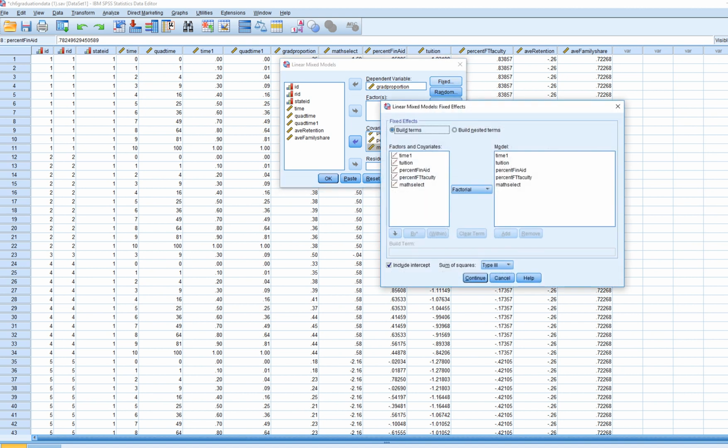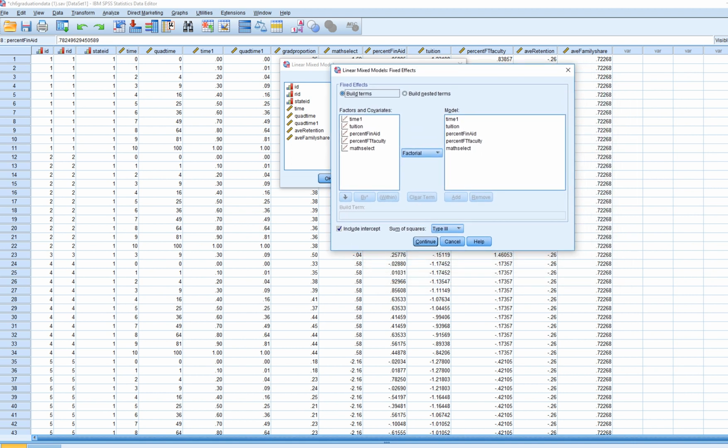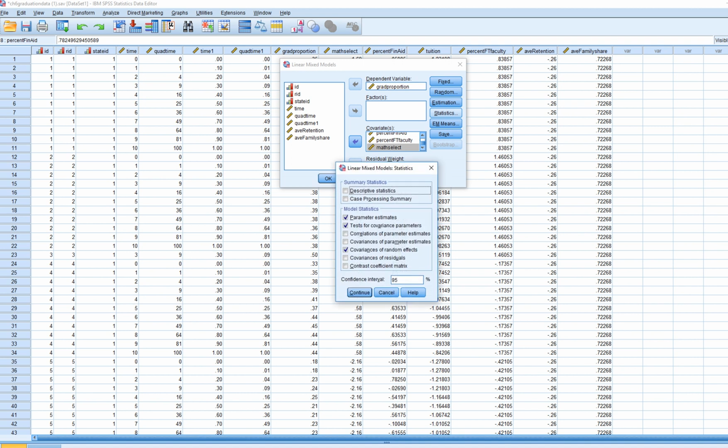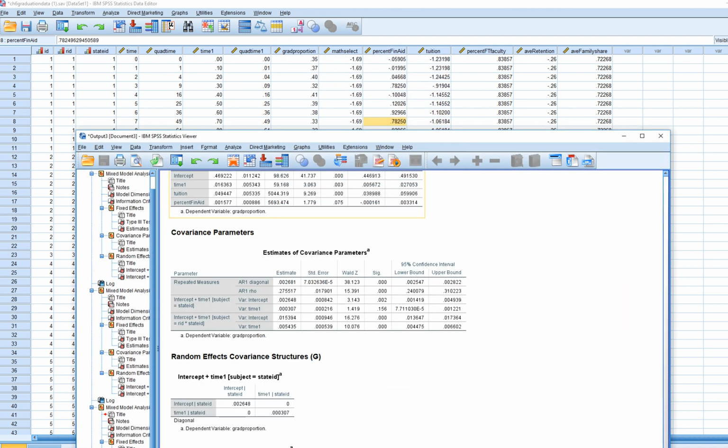So given that the slopes were varying across level 2 units, now we're going to build in cross-level interaction terms. So I'm going to click on Build Nested Terms and then click on Math Select and bring it down here and then say by time 1. Okay, and then click Add, and then we're going to do the same thing for percentage full-time faculty. Okay, so now we've got our cross-level interaction terms being included in our model. We're leaving everything the same way it was from our previous video, and now we're going to click on OK.